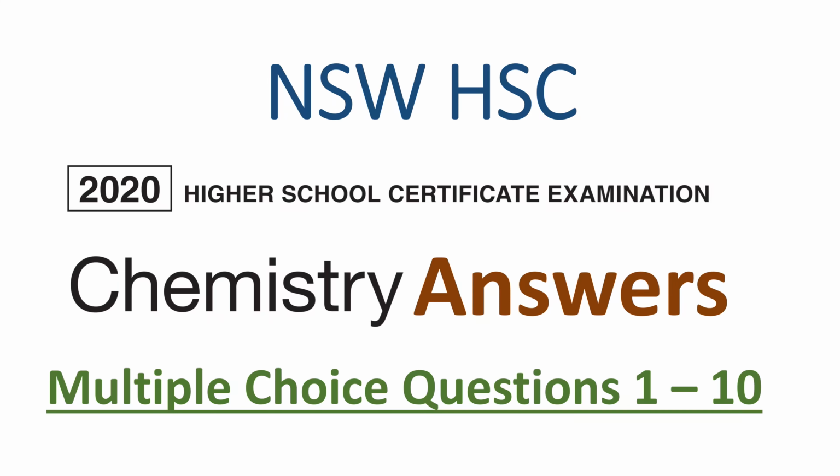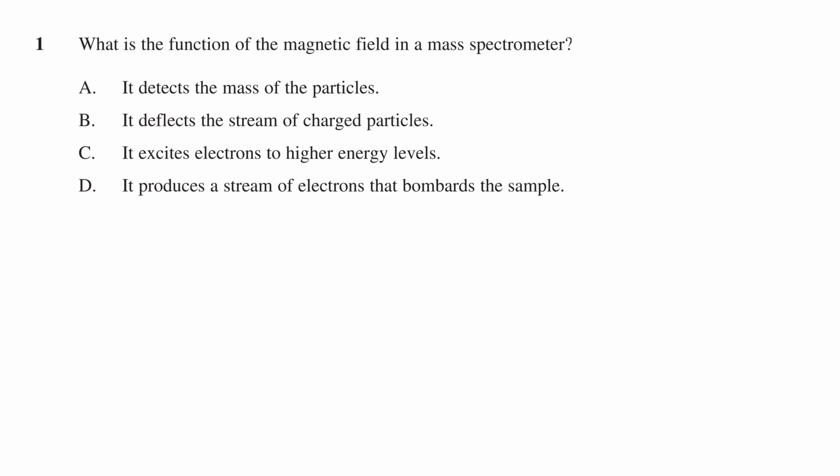In this video, we'll go over the answers to questions 1 to 10 of the 2020 New South Wales HSC Chemistry Exam. Question 1 asks, what is the function of the magnetic field in a mass spectrometer? The available options are A, it detects the mass of the particles, B, it deflects the stream of charged particles, C, it excites electrons to higher energy levels, or D, it produces a stream of electrons that bombards the sample.